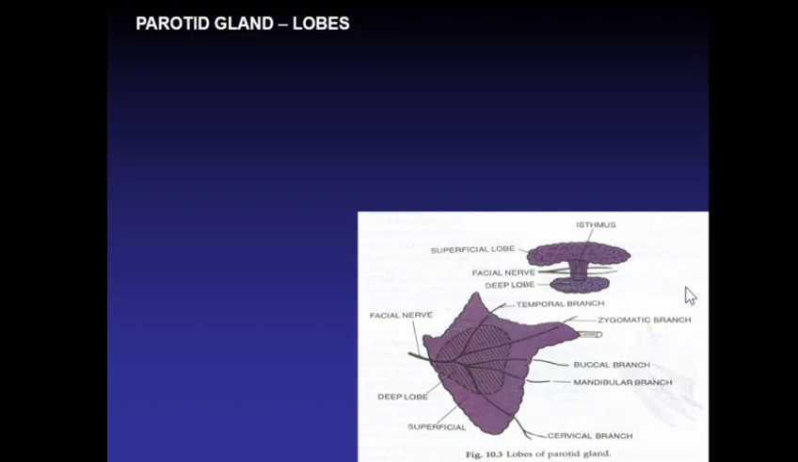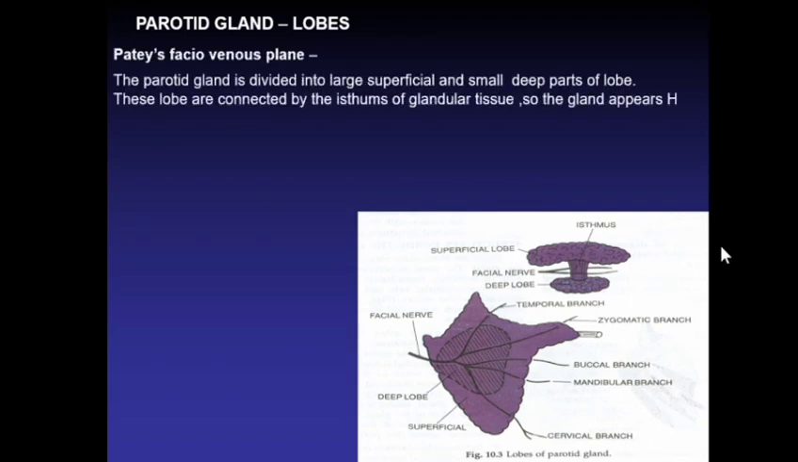Now we'll see what exactly the fascio-venous plane is. It is also called the pati-fascio-venous plane. In the diagram you can see the parotid gland is divided into a large superficial lobe and a small deep lobe. These lobes are connected by the isthmus of glandular tissue, so the gland appears H-shaped.